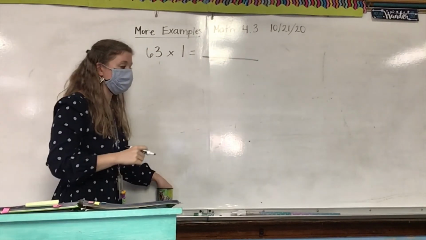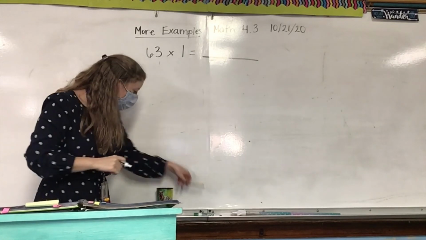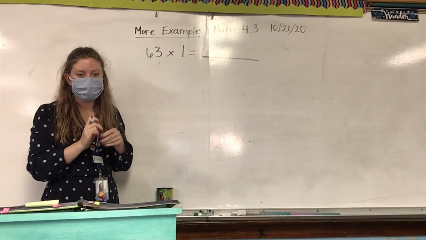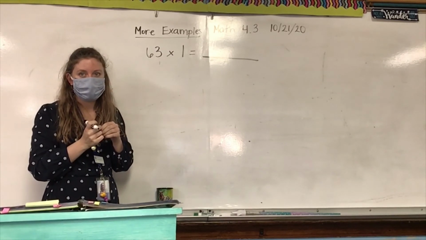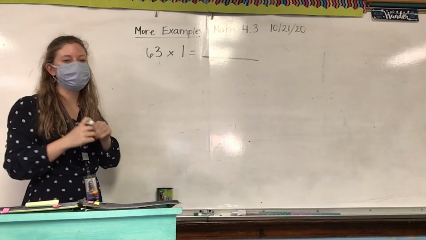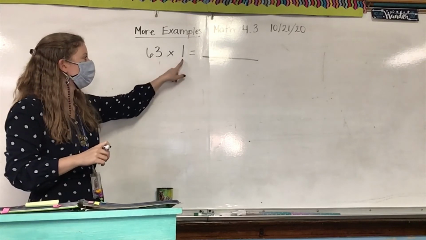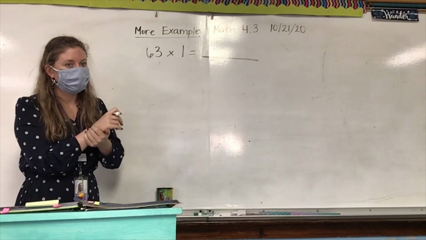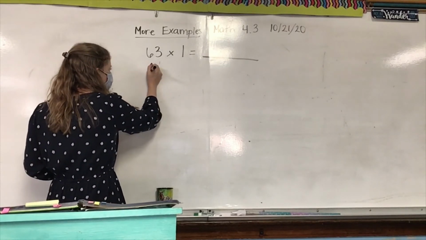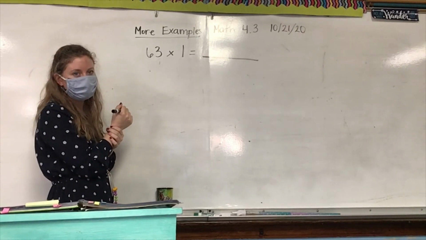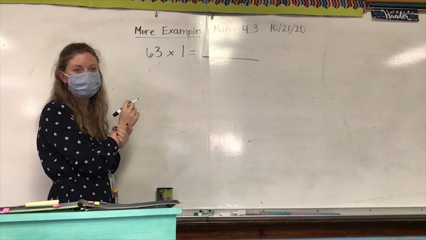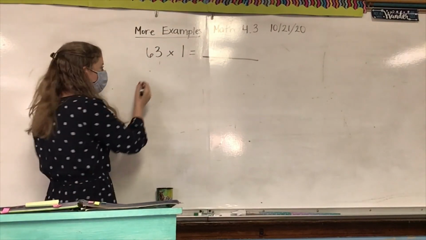Oops, I don't know why I made such a long line. 63 times 1. Cullen, what is the first step? Model 63 times 1. Okay, do I model 63 or do I model 1 or do I model both? Model 63. So how do I model that? 6 10 rods and 3 ones cubes.